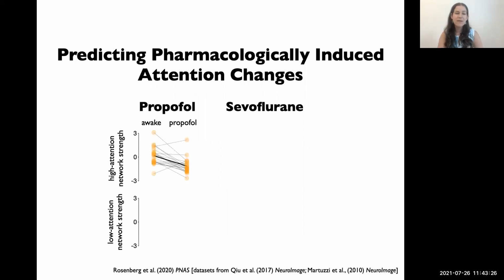And so here, every line I'm showing you is a single individual, connecting points indicating their high attention network strength while they're awake on the left or under deep sedation with propofol on the right. These results are from the high attention network. We see the opposite pattern in the low attention network, demonstrating that in nearly every individual in this sample, it is the case that they show connectivity signatures of stronger attention when they're awake than when they're under deep sedation.